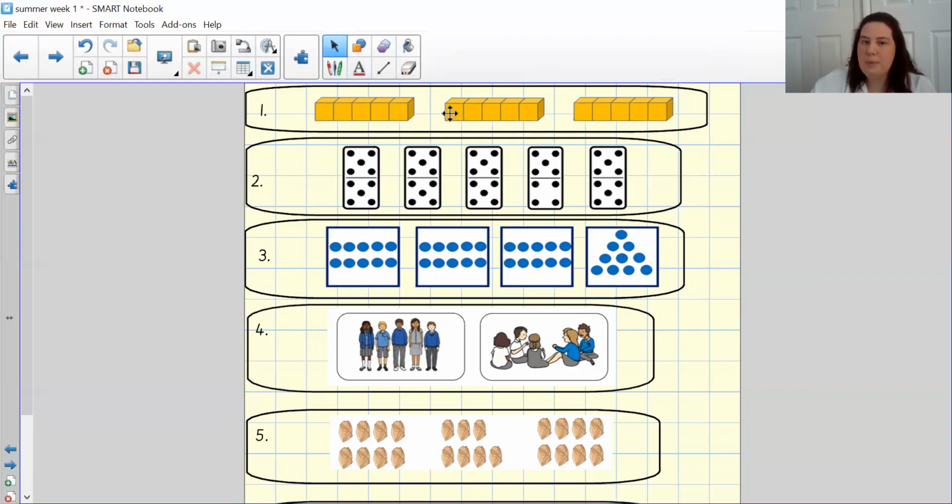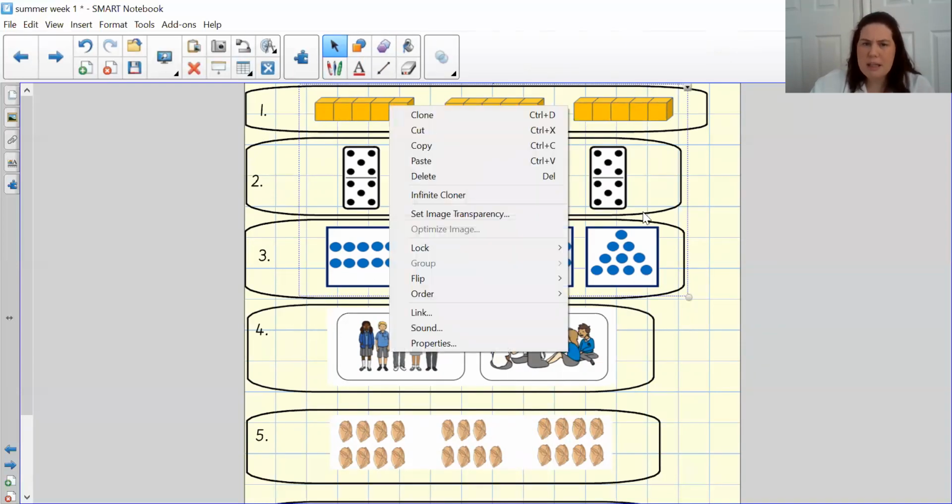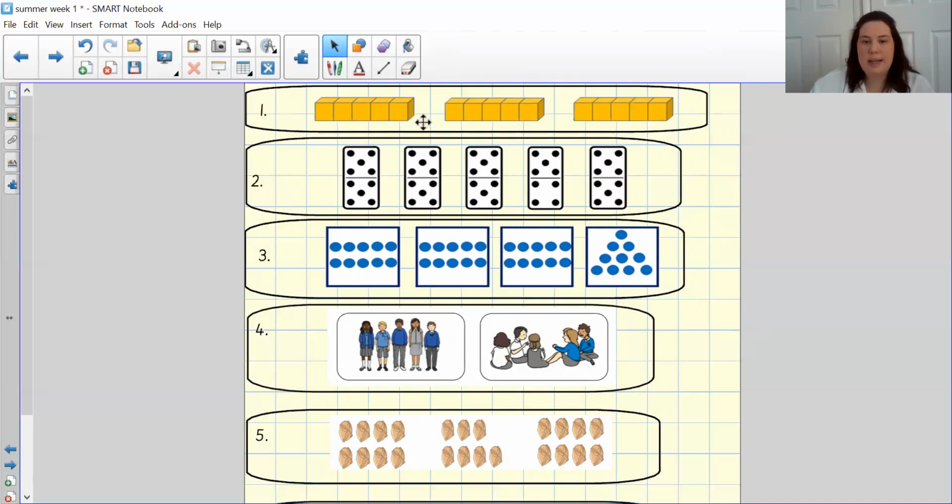Let's have a look at the next one. 1, 2, 3, 4, 5. Fantastic. 1, 2, 3, 4, 5. This means I have 3 groups, and in each group there is 5. So does that make them equal? Yes, it does.